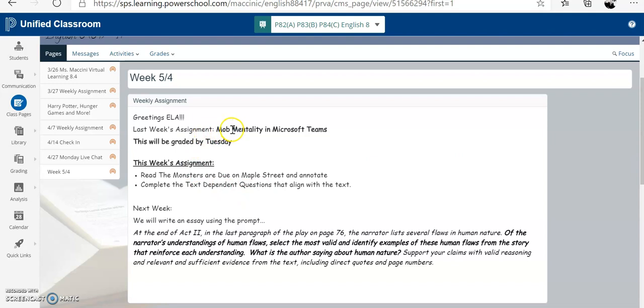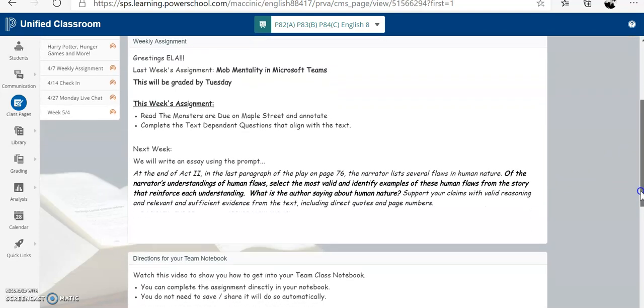Last week you read a few articles and you watched a video on mob mentality and you answered 3 questions. I'm going to grade it on Tuesday. This week for this assignment, you are going to read The Monsters Are Due on Maple Street and annotate, and you are going to complete text-dependent questions. Next week will be our first essay for online learning. You will be writing a 3 to 5 paragraph essay.